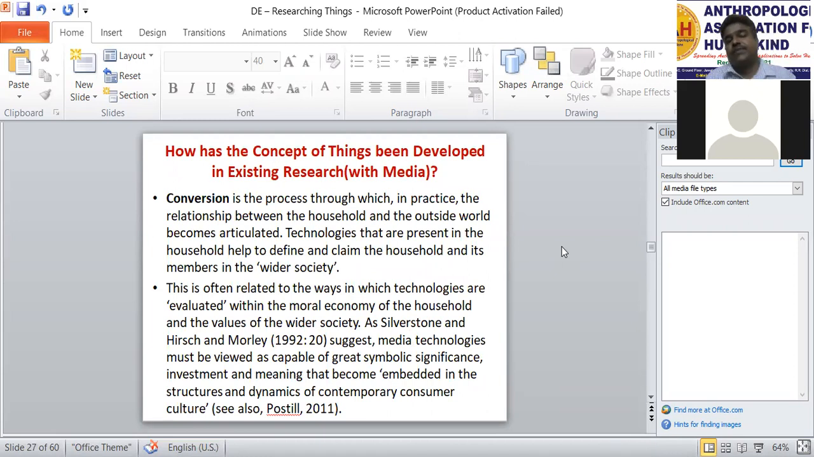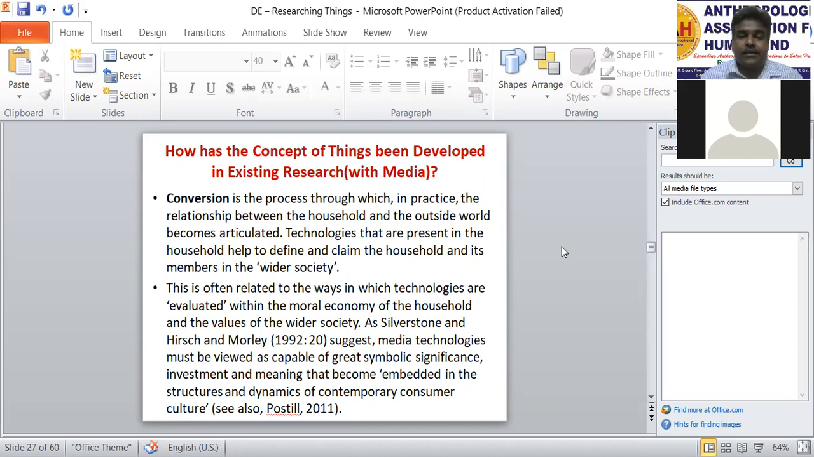Conversion, the final phase of this domestic approach, is the process through which, in practice, the relationship between the household and the outside world becomes articulated. Technologies that are present in the household help to define and claim the household and its members in the wider society.